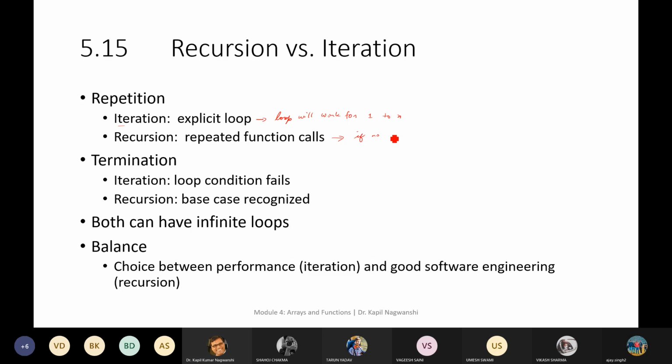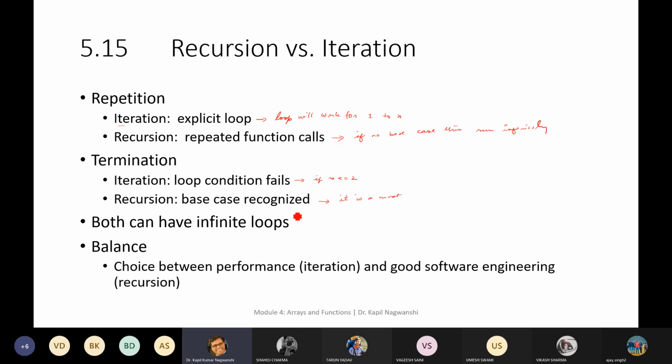Recursion: if there is no base case, then it will run infinitely. An answer, I don't know whether it will display or not. Termination: in iteration, as soon as the condition is met, for example n is less than or equals to 2. But in recursion, the base case is a must. Only when the base case is there does it terminate.